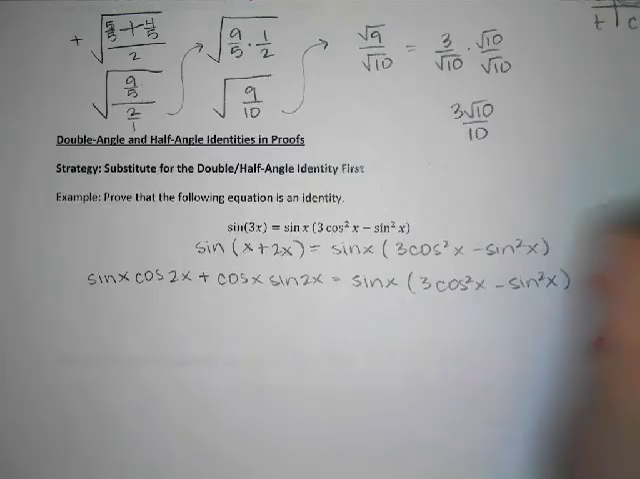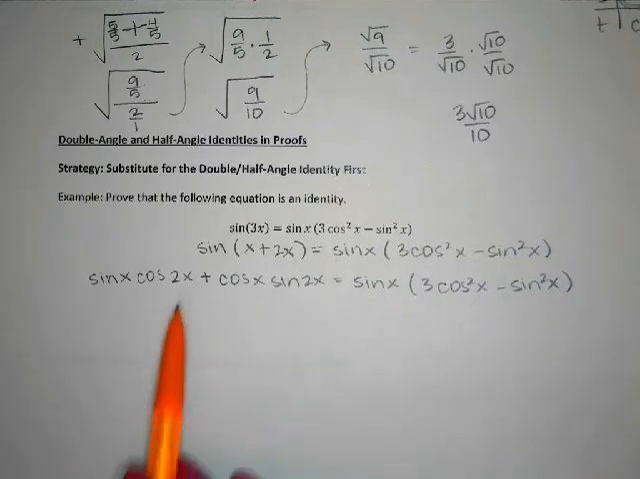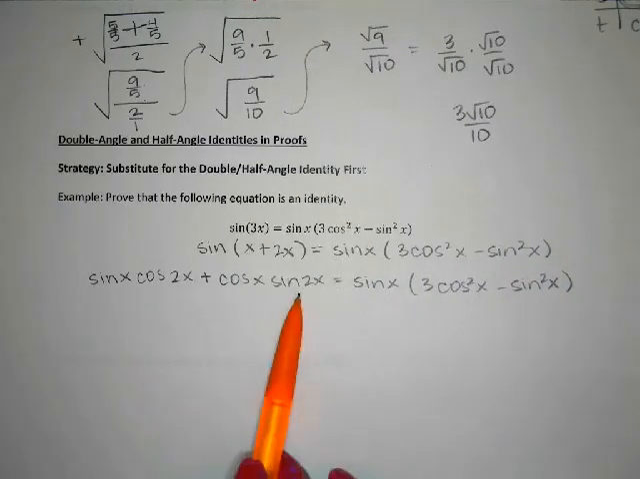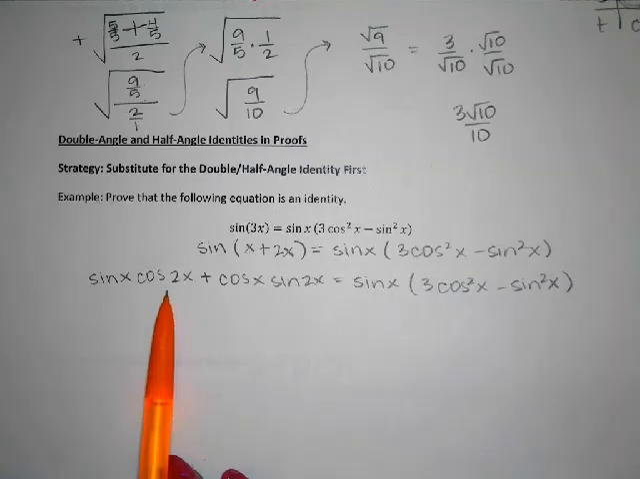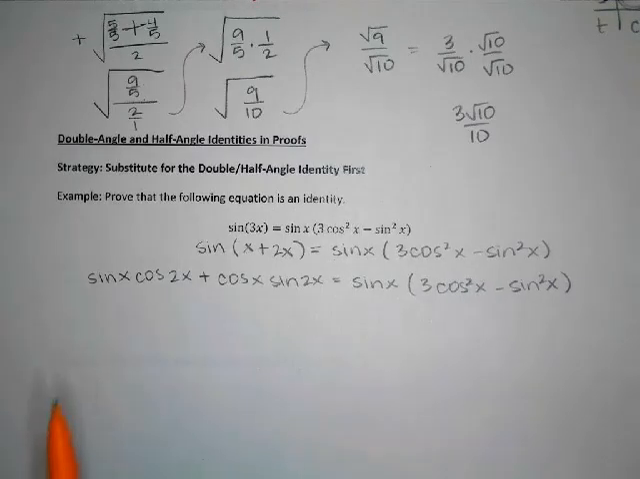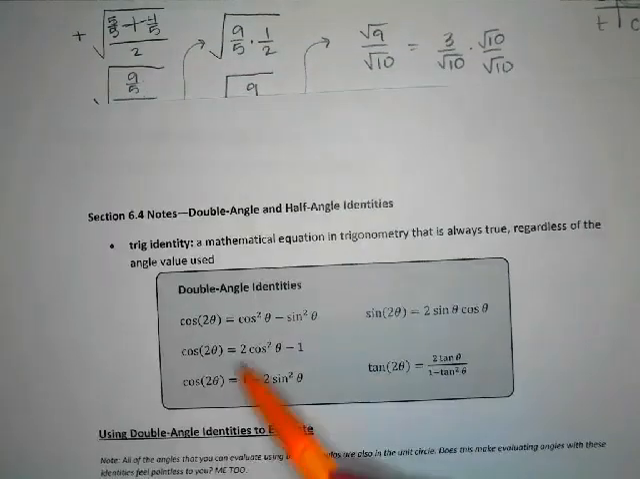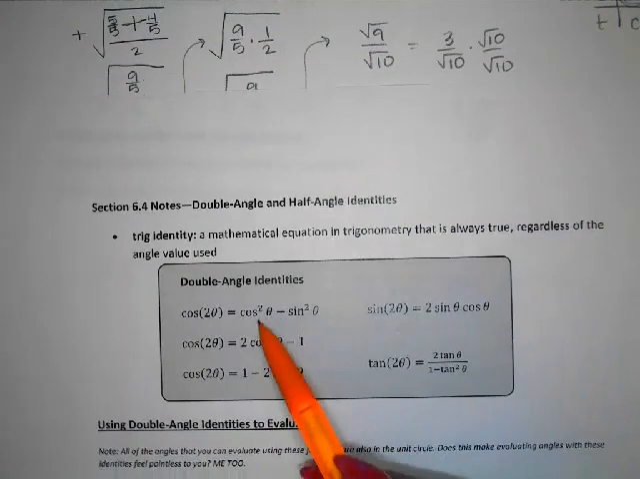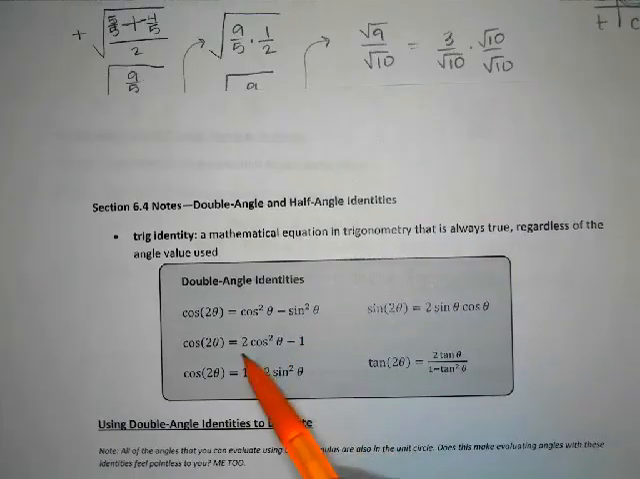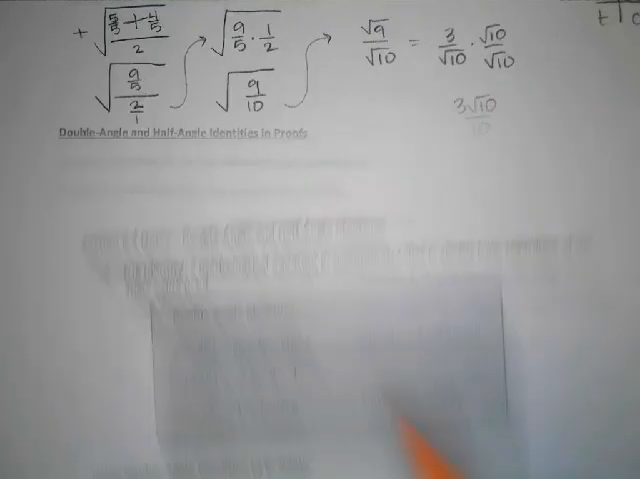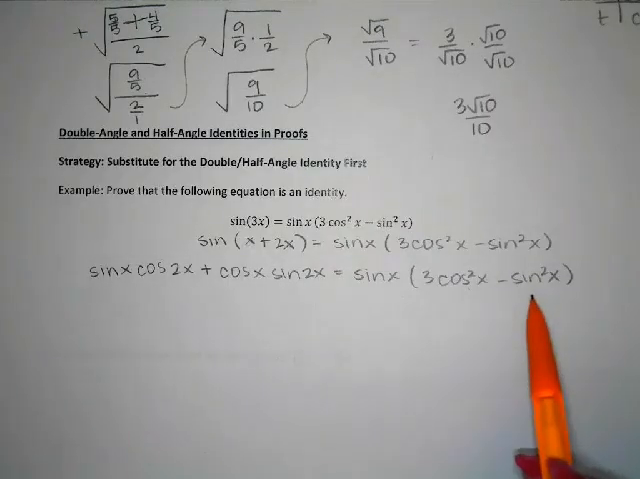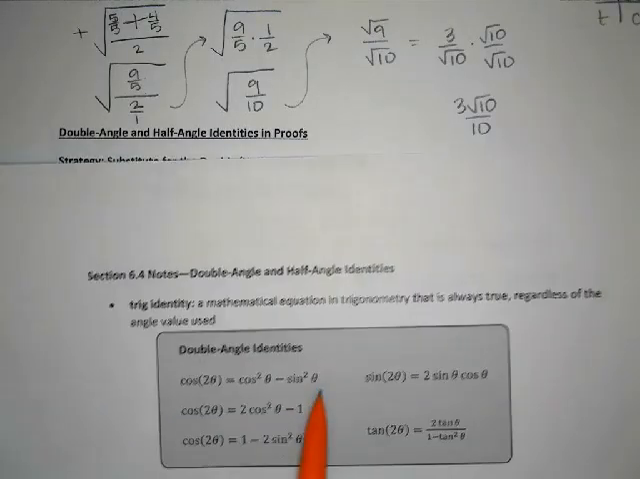Okay. Now for cos 2x and sine 2x, I have to look at my double angle identities, and for cos 2x, I have options. So cos 2x we know is cos squared minus sine squared, or 2 cos squared minus 1, or 1 minus 2 sine squared. I decided to use the first one because it reminds me the most of the right side. Cos squared minus sine squared, cos squared minus sine squared. So I'm going to go ahead and use that one.